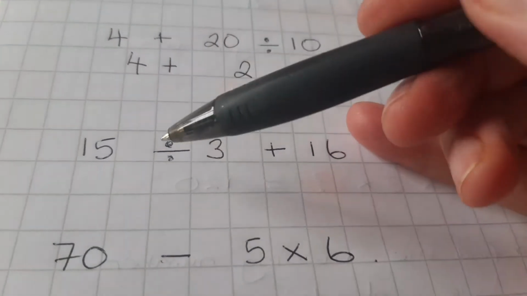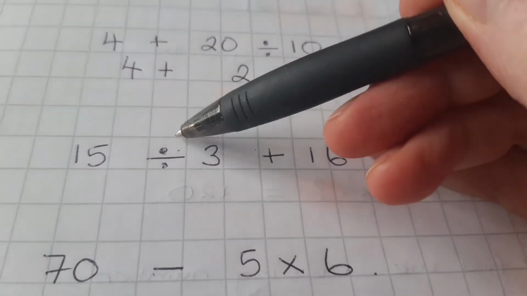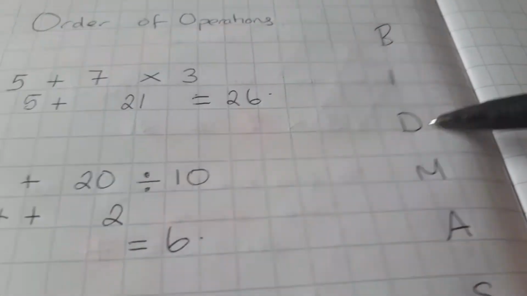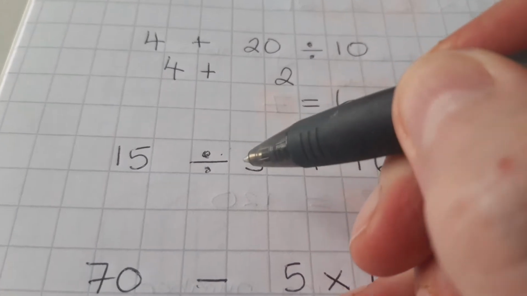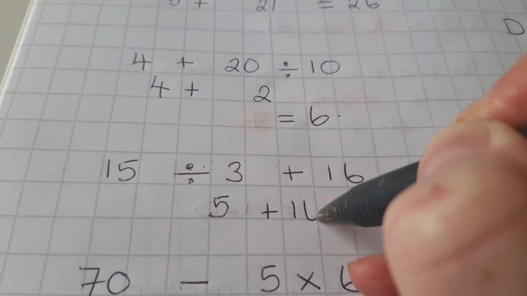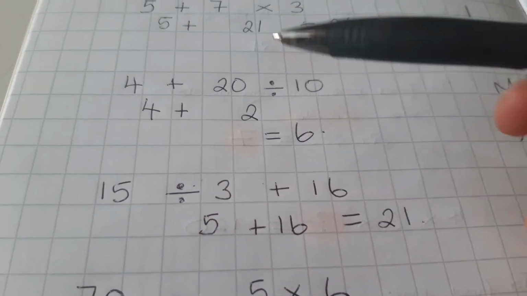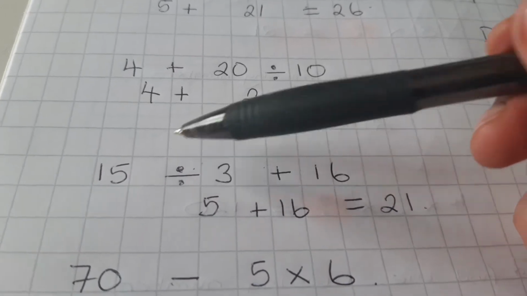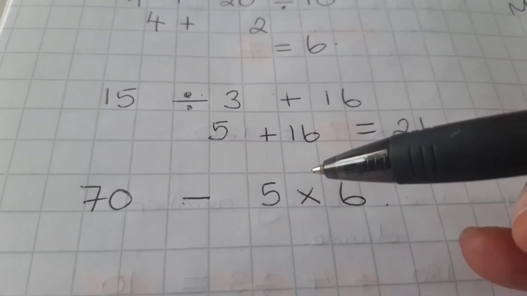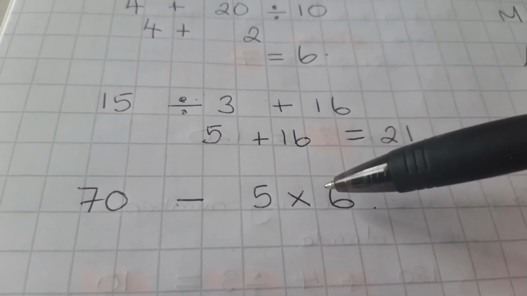Now this question has dividing and it has adding. We do the dividing first because that's the order that things happen in. Dividing must be done first. So 15 divided by 3 is 5. Add 16 is 21. Sometimes it is at the beginning of the question, but it doesn't matter where it is, it has to be done first.